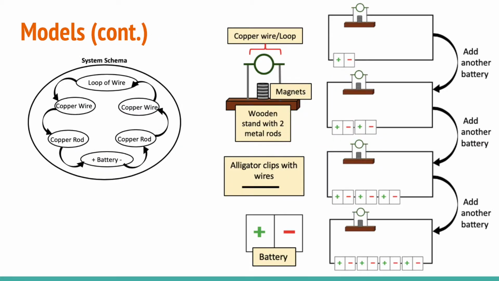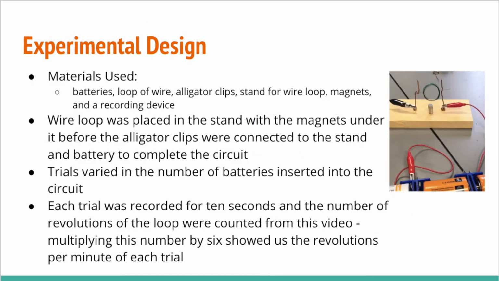In this slide, we could see the system schema that shows the path of the electrons. On the right, we also see the circuit diagram, which shows the different trials that we carried out in this experiment. After each trial, we added another battery, starting with 1 and going all the way to 4.